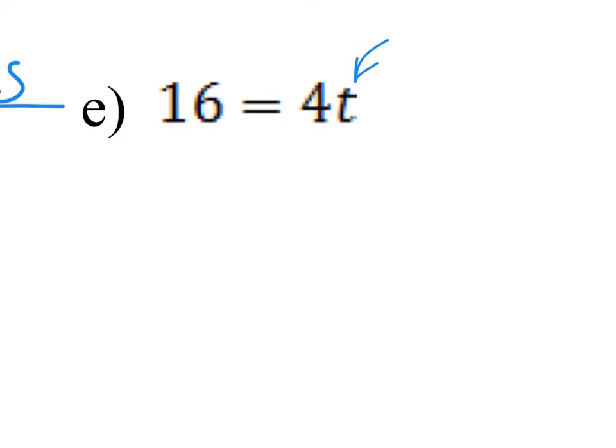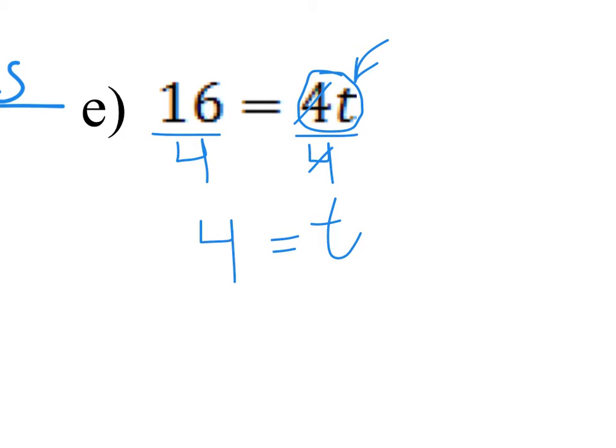So what's happening to this variable, this t? It's being multiplied by 4. How do we undo that multiplying by 4? You divide by 4. What you do on the left or on the right, you'd also do on the other side. 4 divided by 4 is 1t, which is what we were after. 16 divided by 4 is 4.